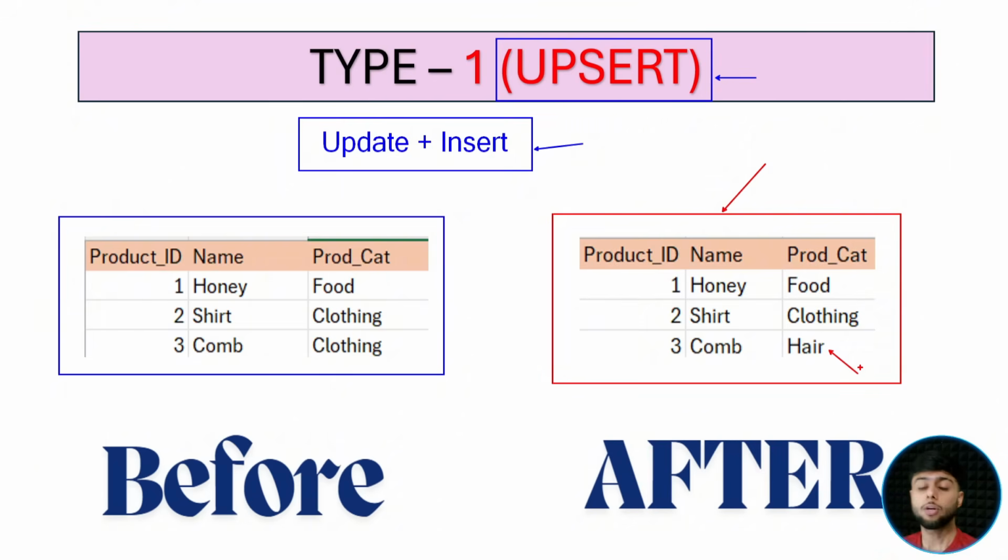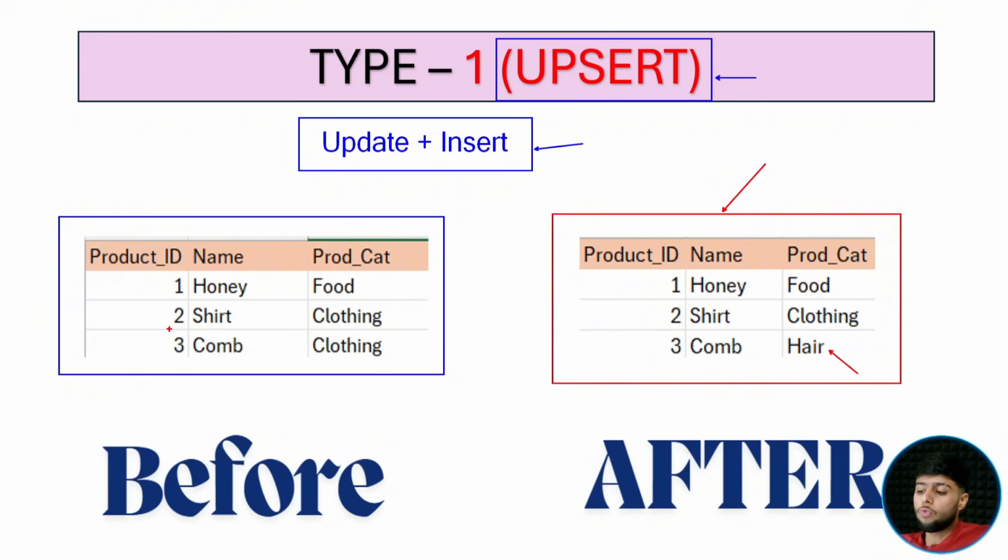So in this particular scenario, we use type 1 slowly changing dimension, which is called update plus insert. Now, fine, we understood the concept. But what is this update plus insert? Like, how do we need to implement it? The concept is very simple. This is the kind of formula that you can keep in your mind.